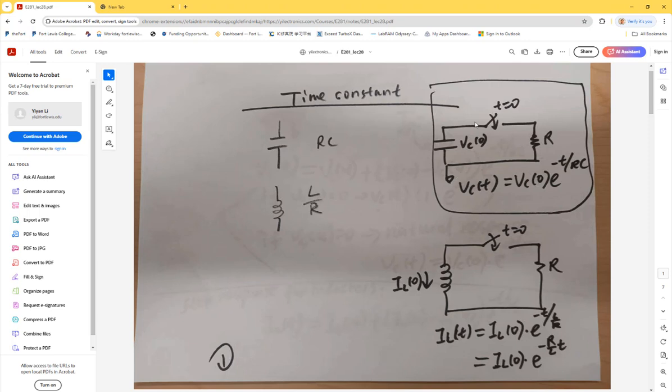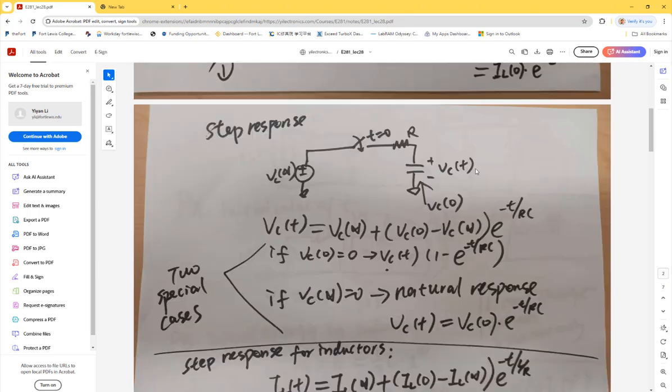So natural response, first case, it's just naturally discharging through a resistor. Step response is when you have an external voltage forcing this to be this thing eventually. That's forced response or step response. There could be an initial voltage in here, could be zero, could be something, but eventually it becomes this guy. If the final voltage is zero here in the step response, it's a special case in step response, and it's equivalent to what?